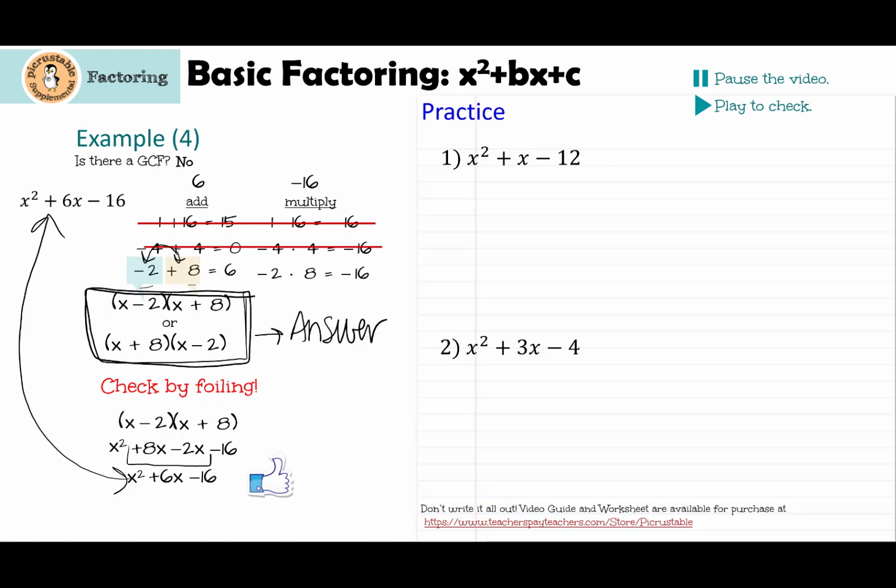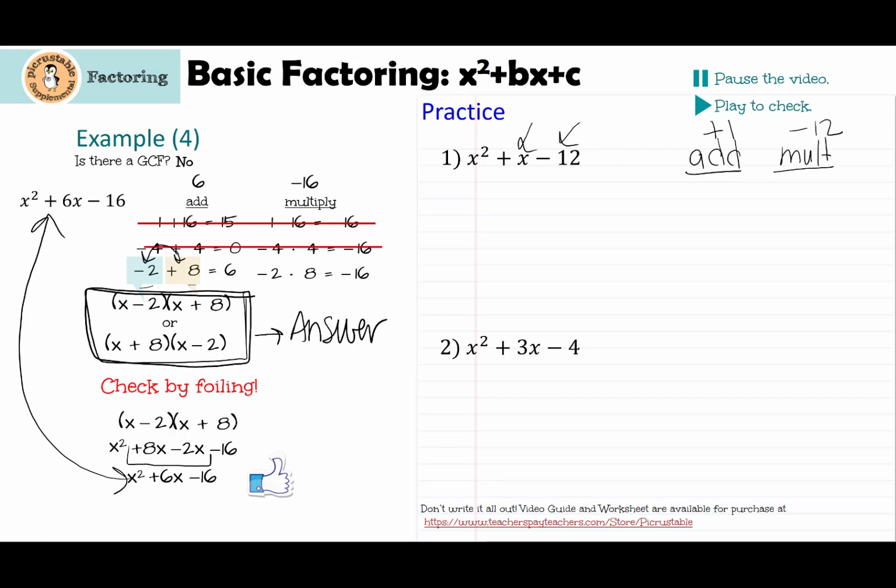The first thing we always ask, is there a greatest common factor? Well, for this one, there isn't. We have a 1 and a 1 and a 12. There's no greatest common factor other than 1, and, well, that really doesn't help us. So we go straight to our multiplication. So we want to multiply to negative 12, and we want to add to a positive 1. And that's this guy right here.